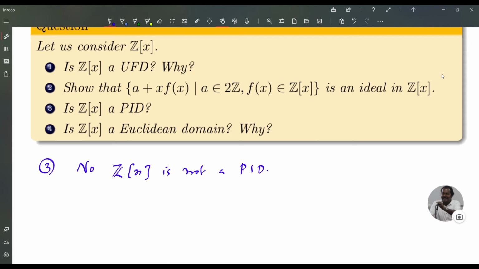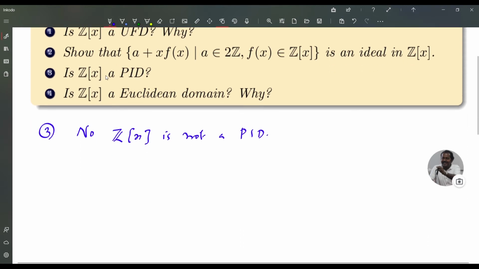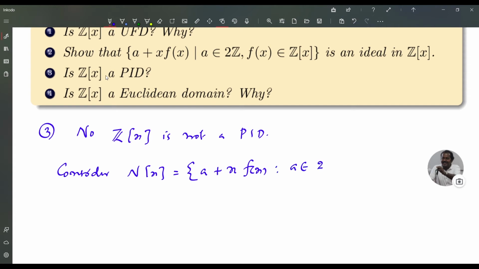To prove this, you consider the ideal in example 2. So consider N(x) equal to the set of all a plus x f(x) such that a belongs to 2Z and f(x) belongs to Z[x]. And this ideal can be written as the ideal generated by 2 and x, because a is an even number, so this can be written as the ideal generated by 2, x.